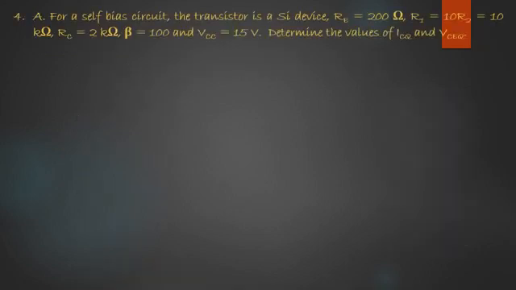So those were a few of the problems with respect to fixed bias. Now let's solve problems on the self-bias circuit. Stating the first problem, for a self-bias circuit, the transistor is a silicon device. Given that RE is 200 ohm, R1 is equal to 10 kilo ohm, R2 is equal to 10 kilo ohm, RC is 2 kilo ohm, beta is 100, and VCC is 15 volts. We simply have to find out IC and VCE.